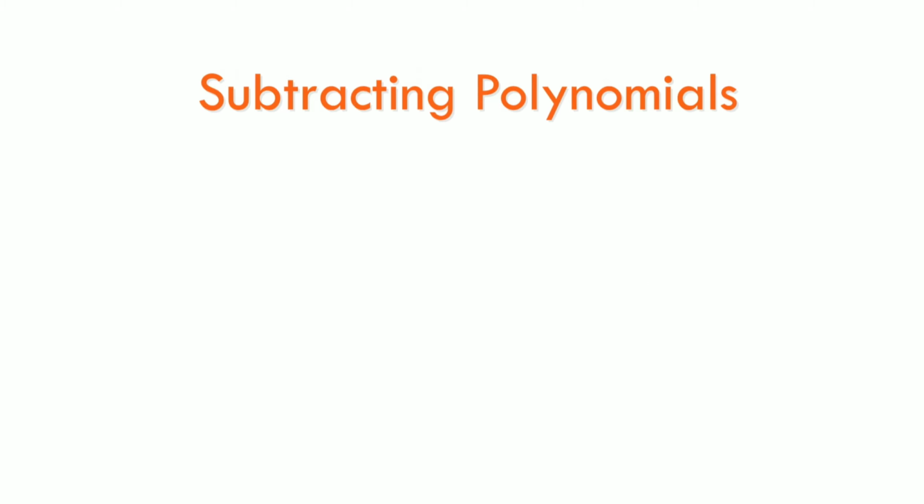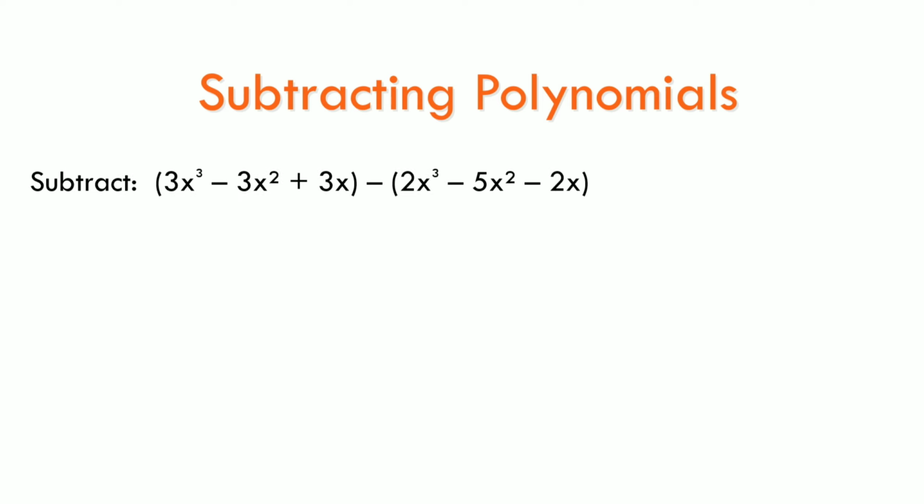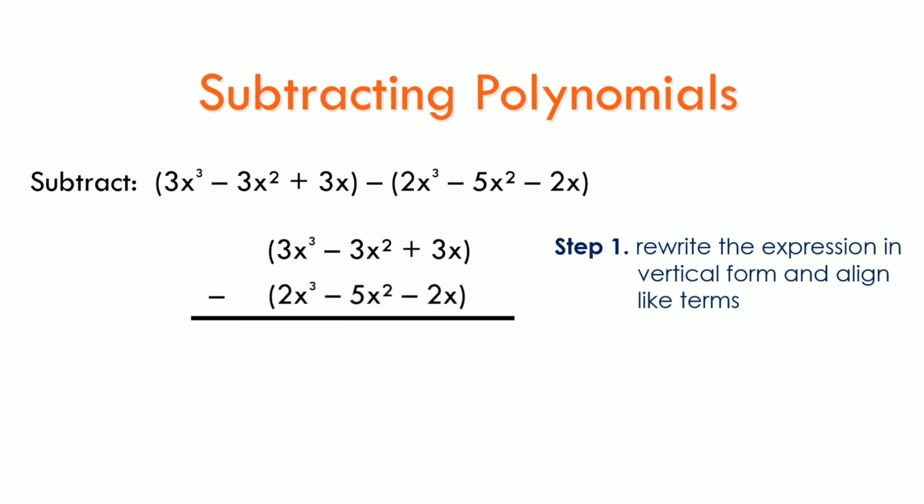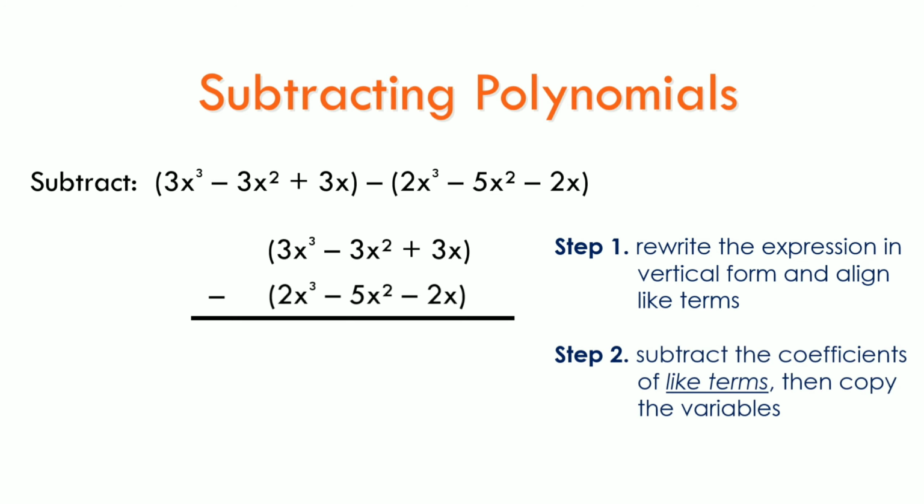Let's try this one. Here we have to find the difference of 3x raised to the power of 3 minus 3x raised to the power of 2 plus 3x and 2x raised to the power of 3 minus 5x squared minus 2x. Just like how we subtract large numbers, the first step is to rewrite the expression in vertical form and make sure that the like terms are aligned. In this example, the like terms are already aligned.